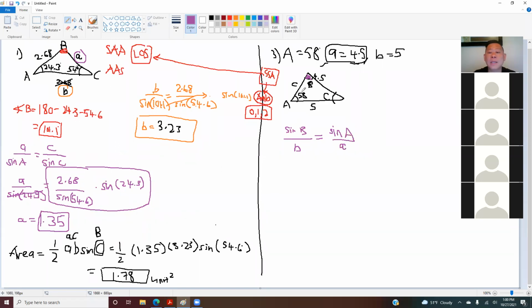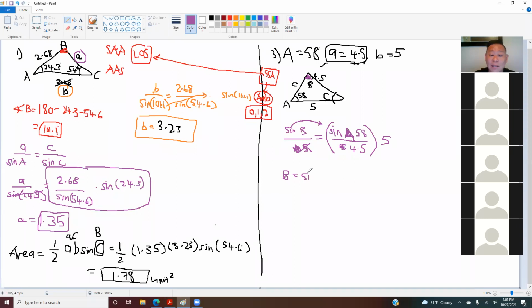Okay. And again, B in this case we do not know, but little b is 5. So we can put 5 here. Sine A in this case is 58 degrees, and little a is 4.5. So in order for us to solve for angle B here, we multiply this by 5. Does anyone remember how we get rid of this sine so that you get B by itself? Then what do you do when you move that over? That becomes what? Arcsine? Yes, that will become the arcsine.